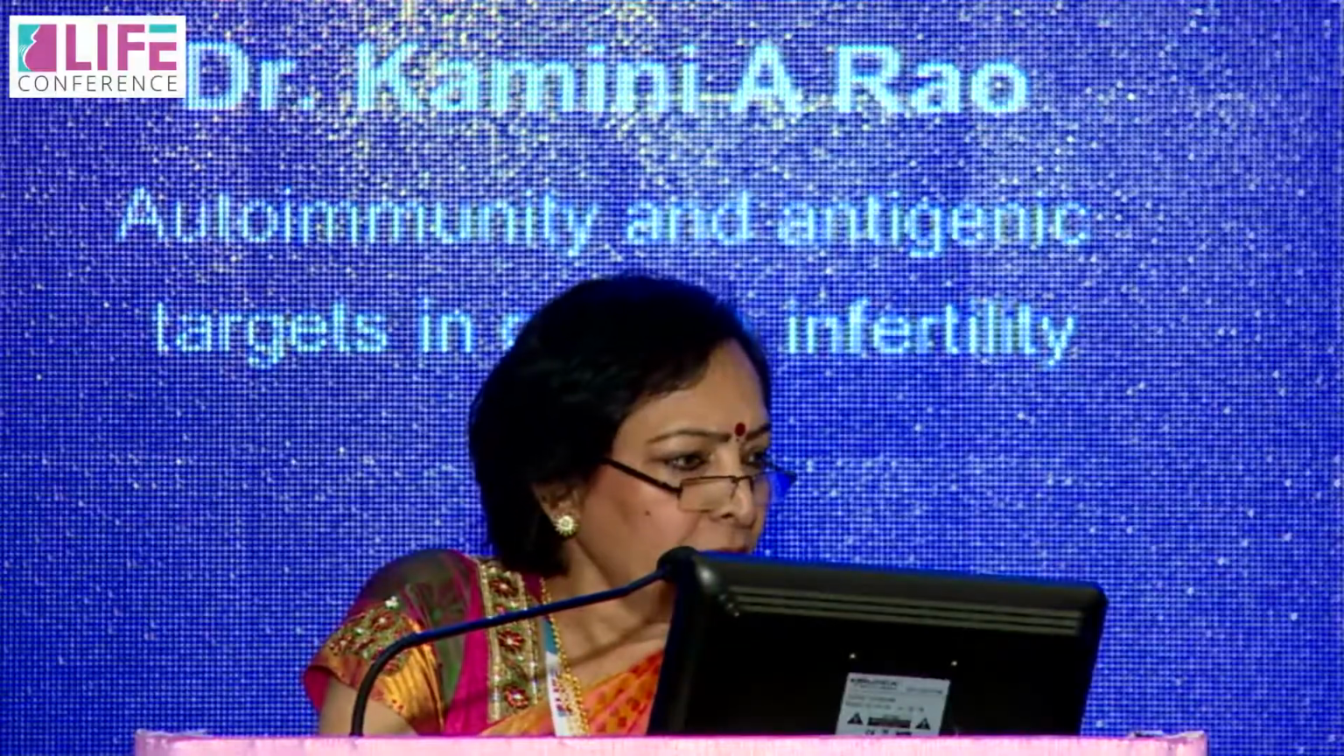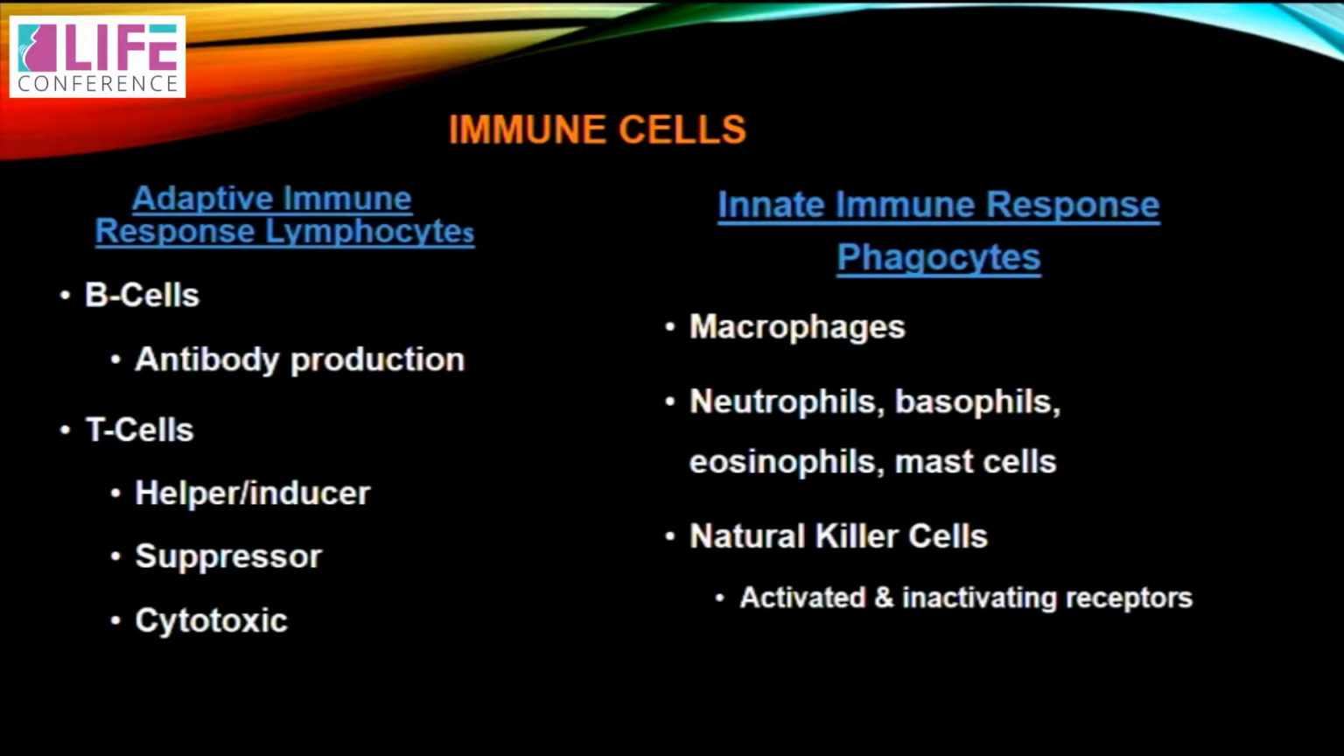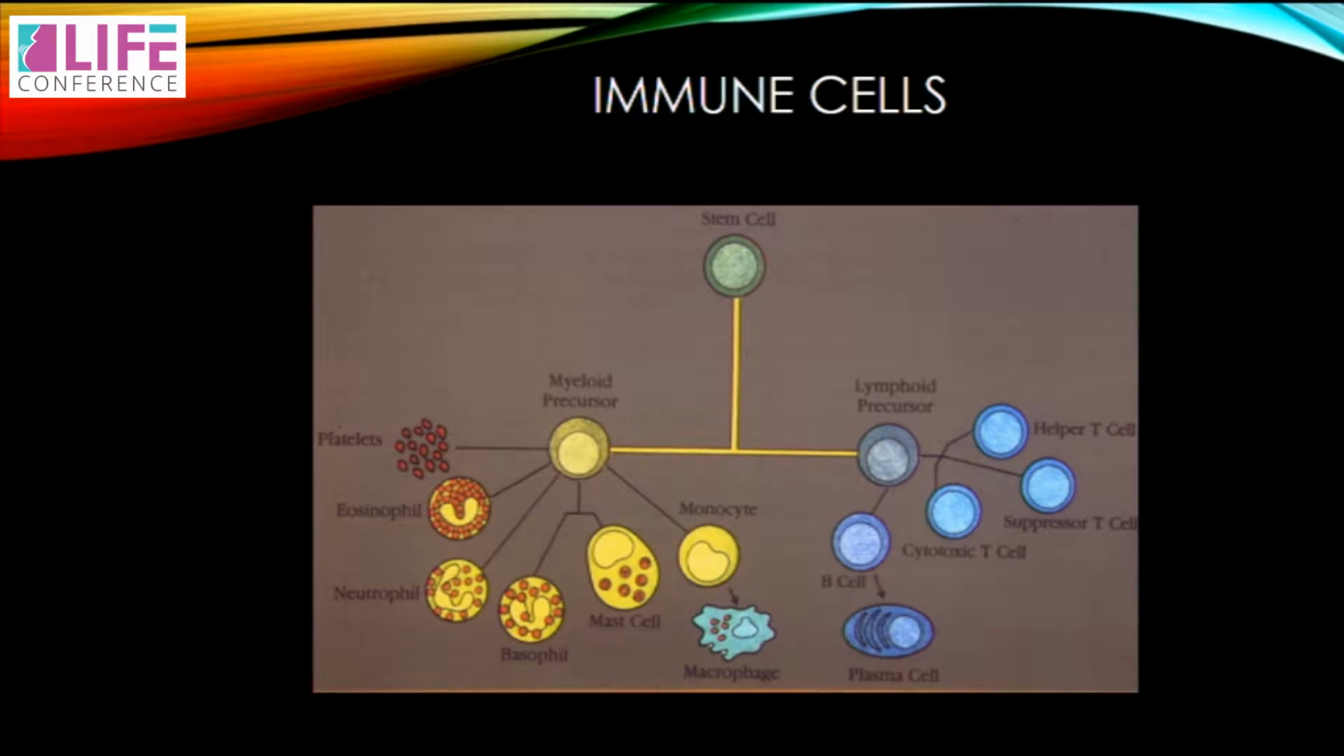Now, the immune cells we know are the B cells, which are the adaptive immune response of the lymphocytes. We have the adaptive part, and then we have the innate immune response, that is the phagocytes. So the B cells are part of the humoral immunity system, which is antibody production. The T cells, as we also know, the thymus cells, are the helper or inducer cells, the suppressor cells, and also the cytotoxic cells.